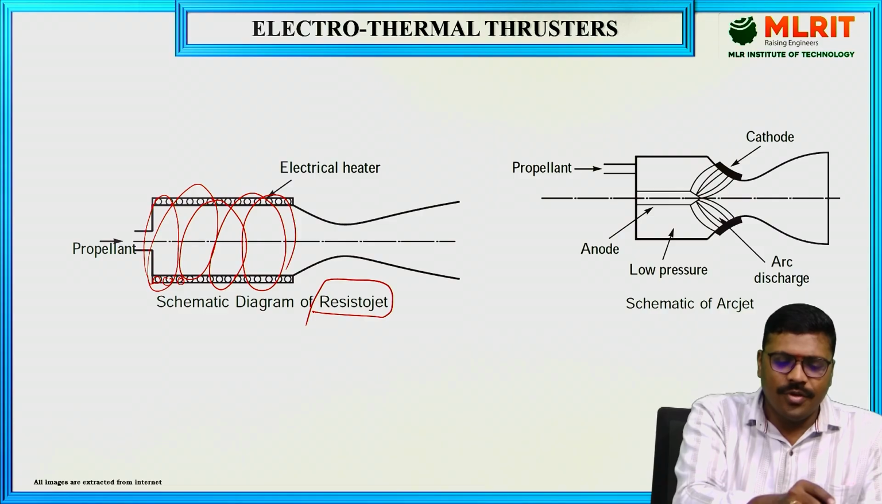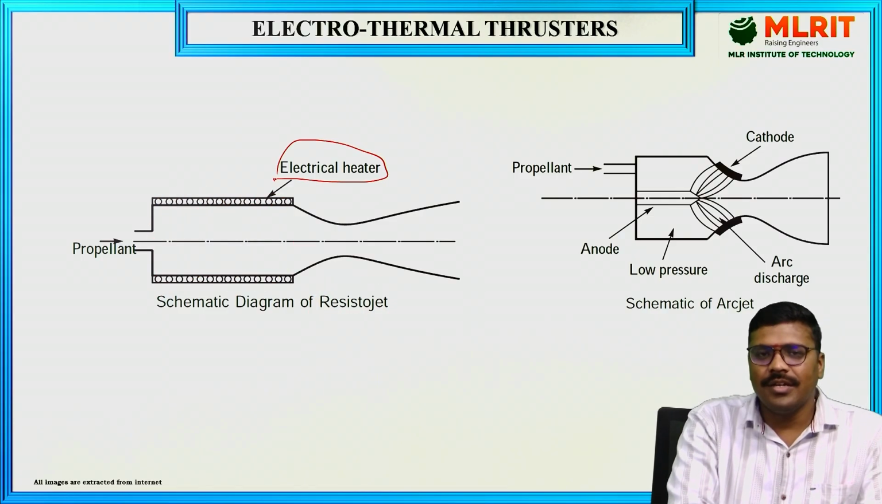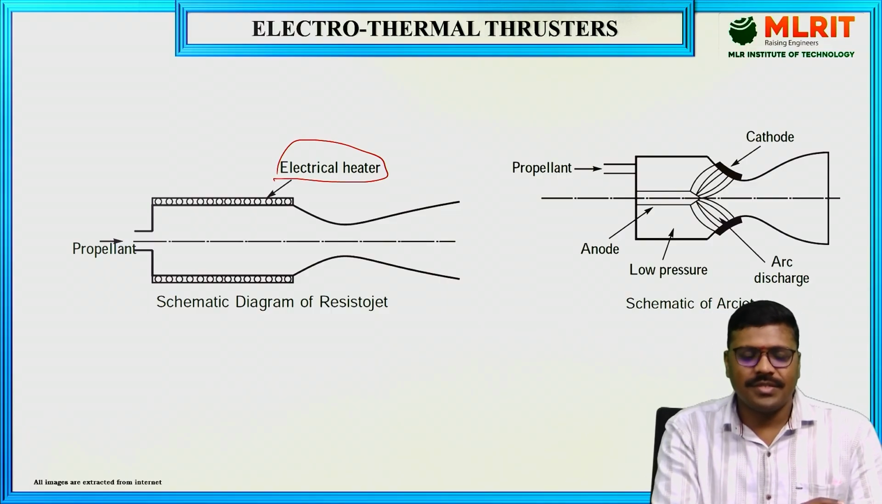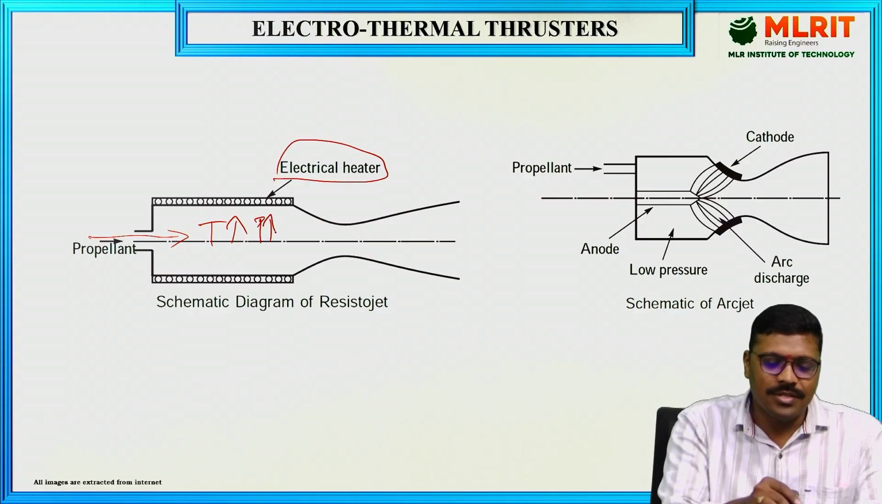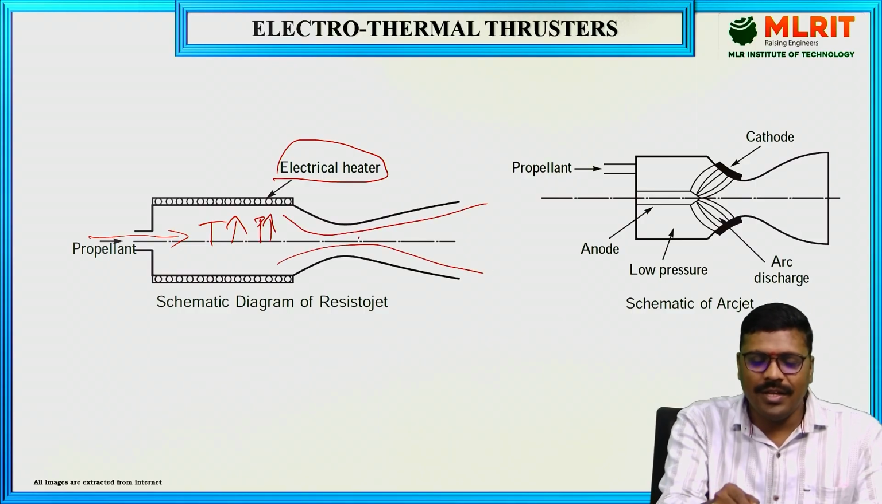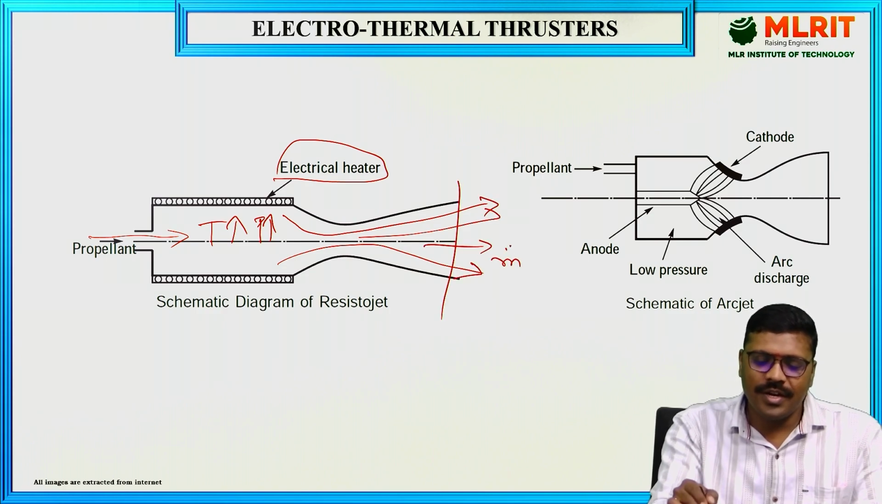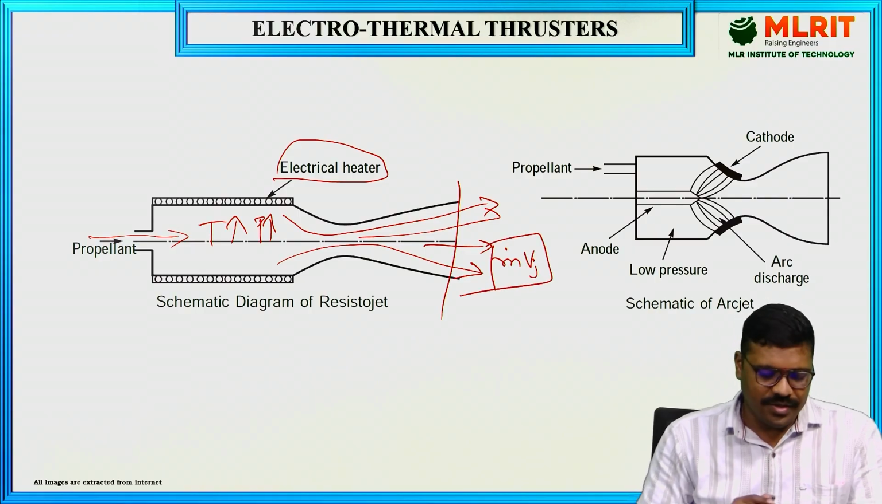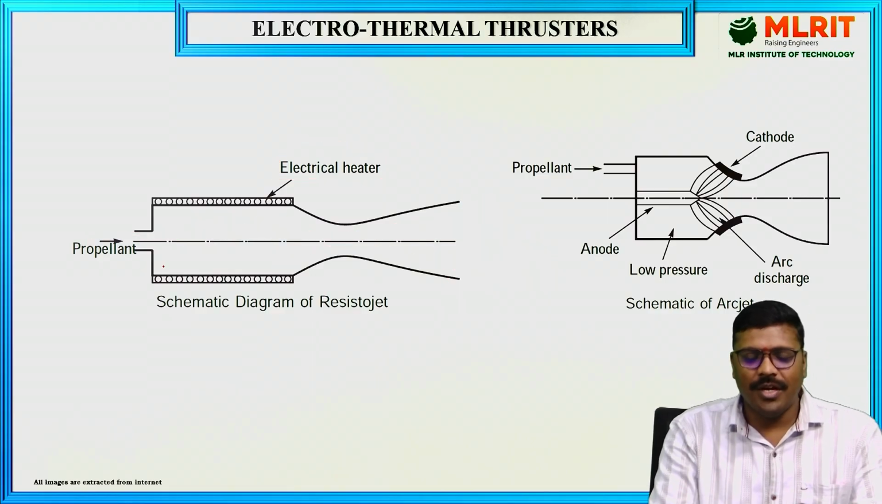When you send a current through this resistor, which is nothing but an electrical heater, it will generate heat. So when the propellant flows through this resistance chamber, its temperature will increase. The pressure also increases and the propellant starts expanding and moving with some velocity while leaving the nozzle. It will generate m dot into Vj, which is the thrust. So this is the concept of the resistor jet. We use a resistance to heat the propellant to generate thrust.